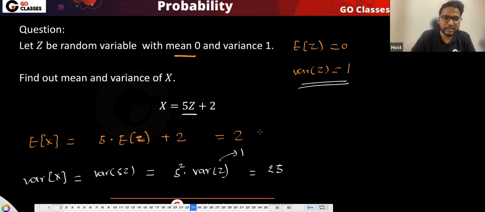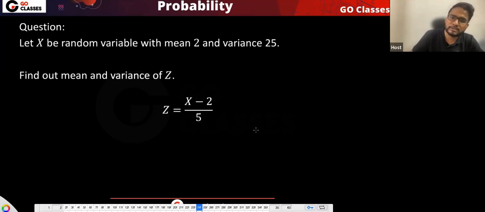Actually, these kinds of things we will be needing in continuous random variables when we study the normal distribution. Okay, so I will tell you there. Here I'm just teaching you as an example, but there we will be using it. So let's just solve this. Suppose that mean is 2 and variance is 25. And then they are asking you to find out the mean and variance for the Z.